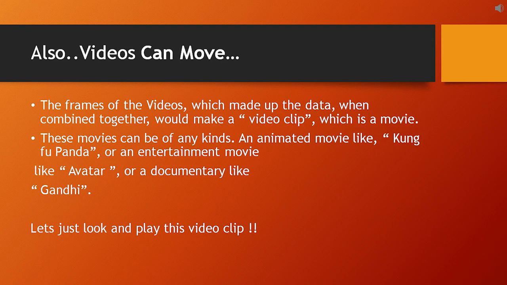Also, videos can move. The frames of the videos which made up the data, when combined together, would make a video clip, which is a movie. Now these movies can be of any kind. An animated movie like Kung Fu Panda, or an entertainment movie like Avatar, or a documentary like Gandhi. Let's just look and play this video clip.